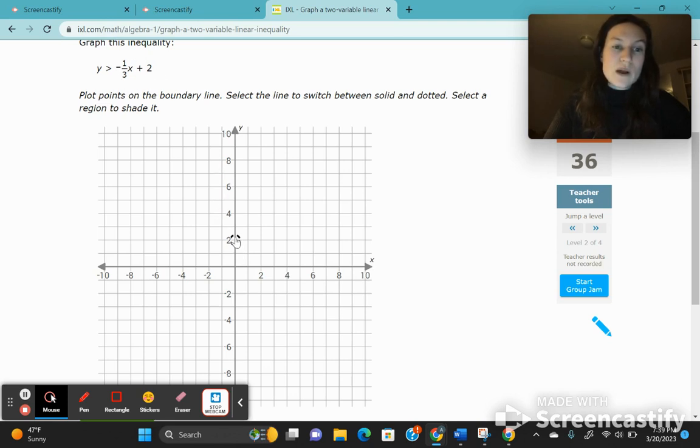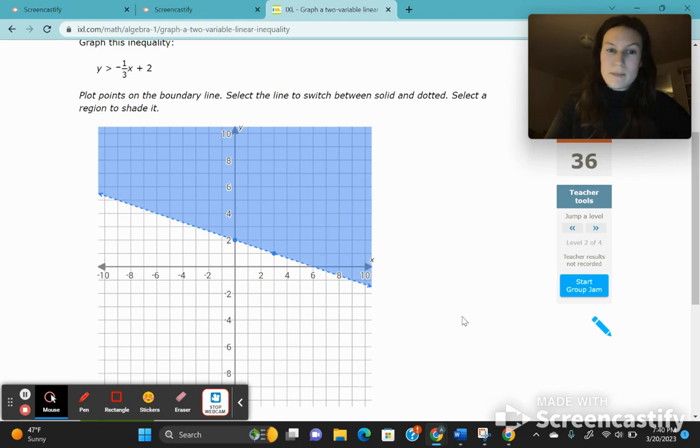We're going to start with the y-intercept, plot that on the y-axis, and the slope tells me I'm going to go down 1 and over 3. So down 1 over 3, right there. See, I went down 1, and then I went over 1, 2, 3. Now, see that this is greater than and not greater than or equal to. I have to click on the line to make it a dotted line. That means that the solutions are not on that line. And it's greater than, so I'm going to shade above.